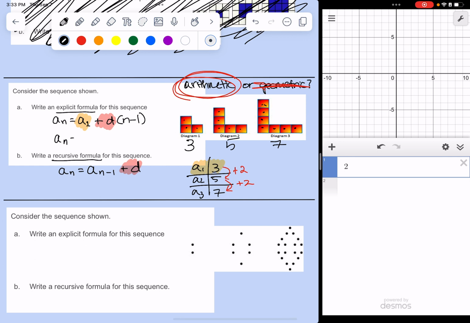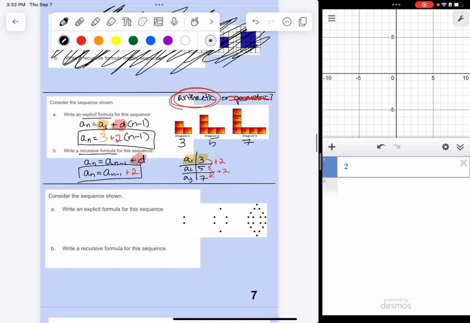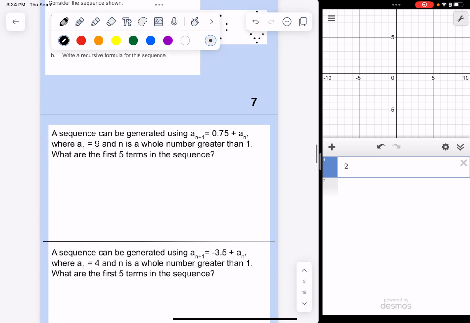So we have An equals 3. Then our pattern, our d, is going to be the plus 2. And then we just copy n minus 1. That's my answer for this one. The next one, same thing. We have An equals An minus 1, and then our d is plus 2. That's my answer. You are just replacing the values. That's it. Okay? So, going on.